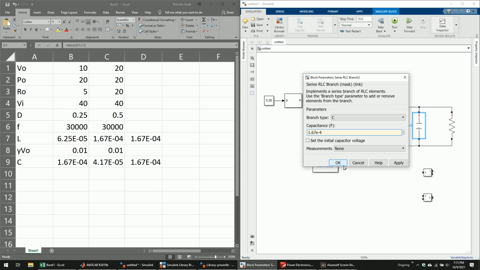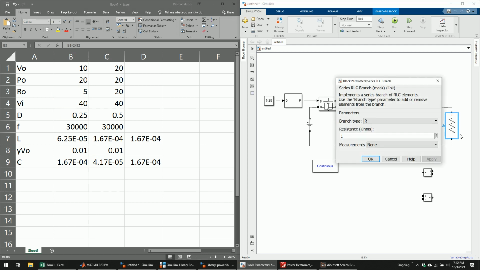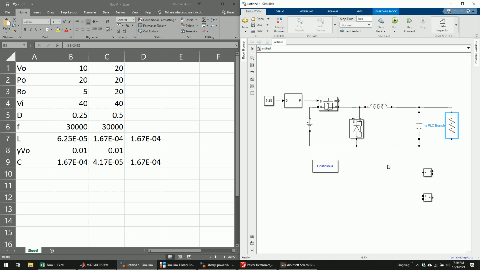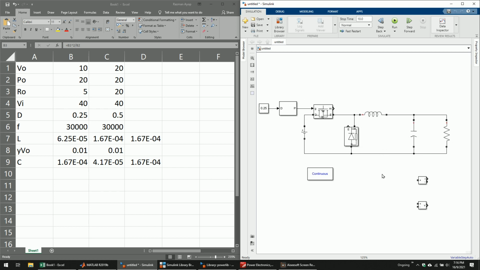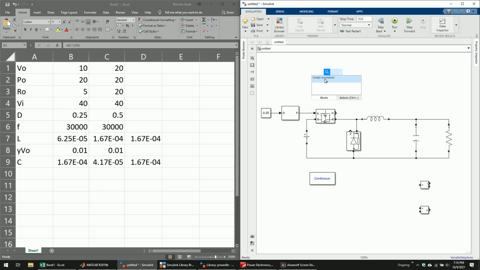For this it is just a coincidence, but if you use a different design, the value will be different. So you already chose the inductor and the capacitor. How about the resistor? You choose the first case. Remember for 0.25 you have to use 5 ohm.